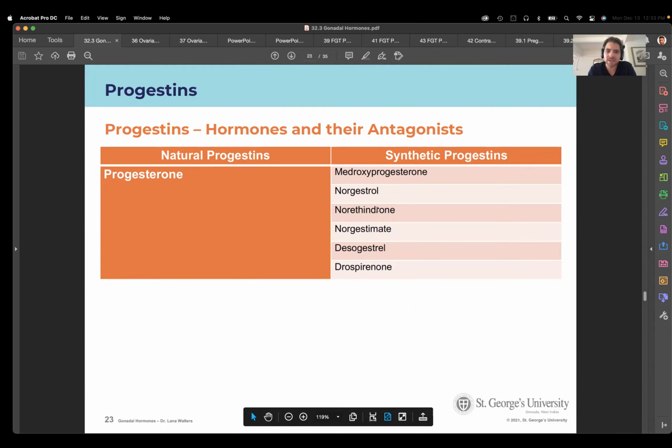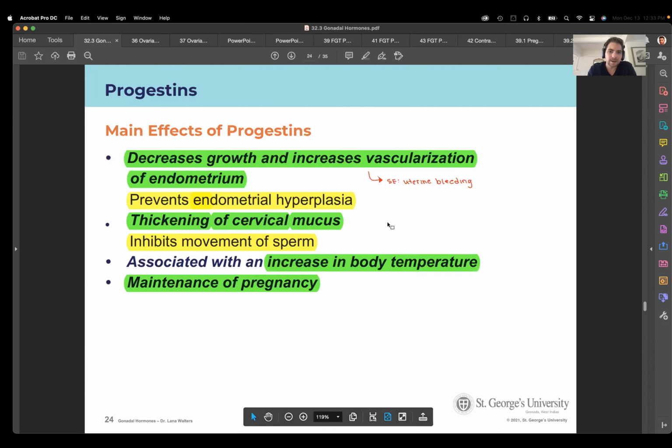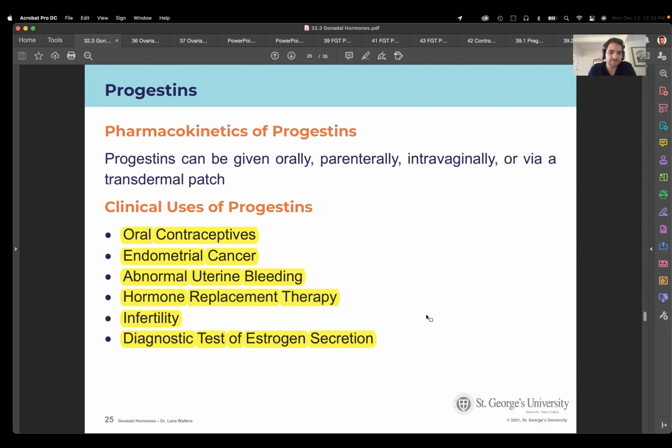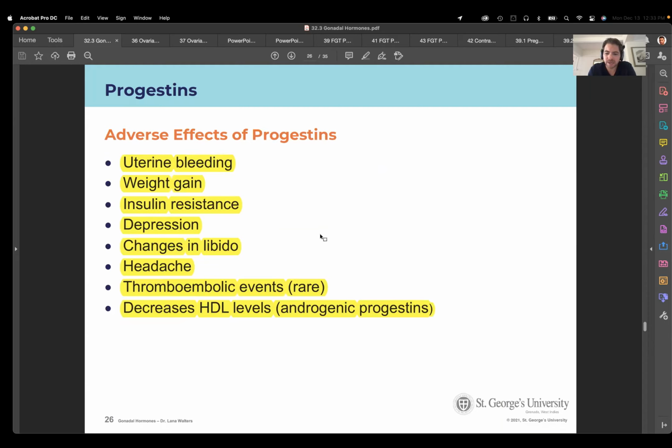Progesterone's also an option here. You can see these used in birth control. And of course, progesterone is the pregnancy hormone, as you know. So to maintain pregnancy, you have to have elevated progesterone numbers. All right. Main thing here, used in oral contraceptives, usually combination pills with estrogen.